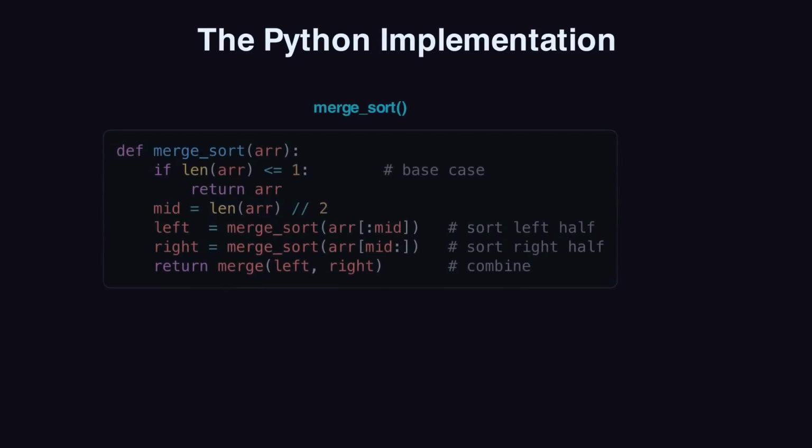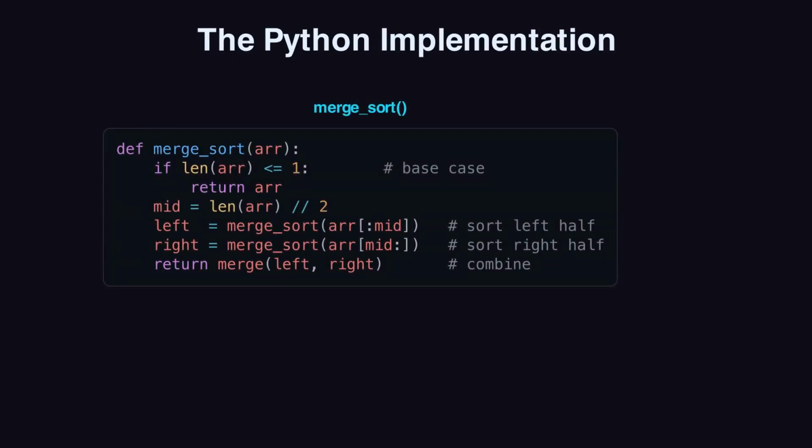Let's look at the Python implementation. The merge sort function is clean and short. If the array has 1 or fewer elements, return it immediately. That's the base case. Otherwise, compute the midpoint. Recursively call merge sort on the left half and the right half. Then merge the 2 sorted results and return. That's it. 5 lines of logic.